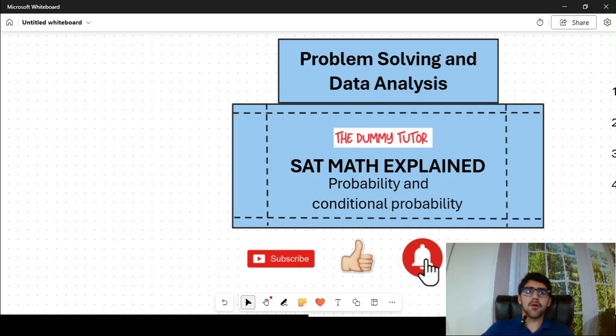Today our topic will be about probability and conditional probability. And that is within the problem solving and data analysis domain.